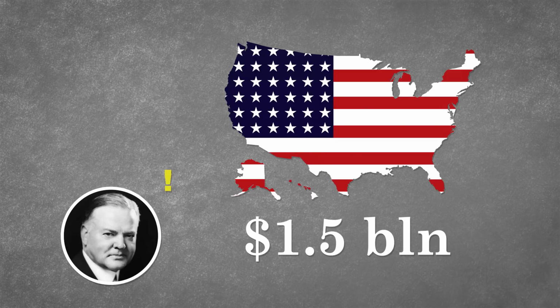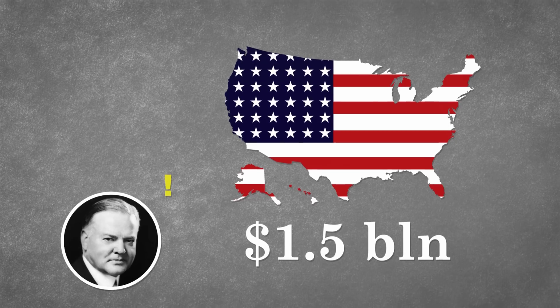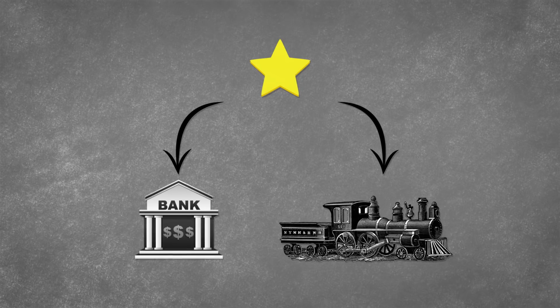But the government had more ideas up its sleeve. For example, an agency was established to provide huge loans to financially troubled banks and railways. The loans, financed by taxpayer money, often ended up in the hands of well-connected people.